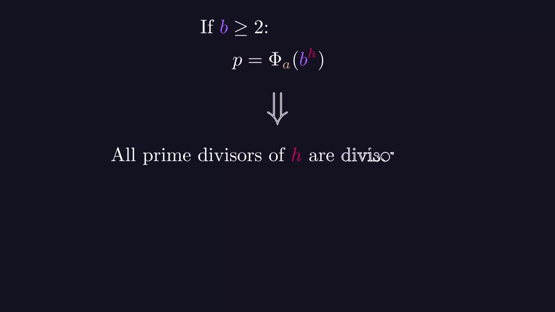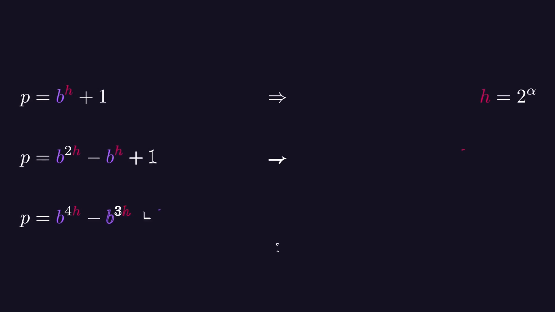We end up with a much stronger result that, if b is at least 2, and there is a prime of the form phi sub a of b to the h, then all prime divisors of h are divisors of a. So aside from our central results, by understanding the essence of our central arguments, we've gotten all of these other results, essentially for free.